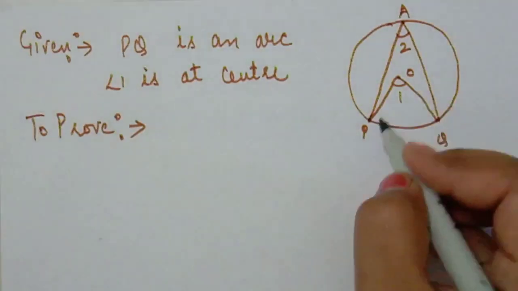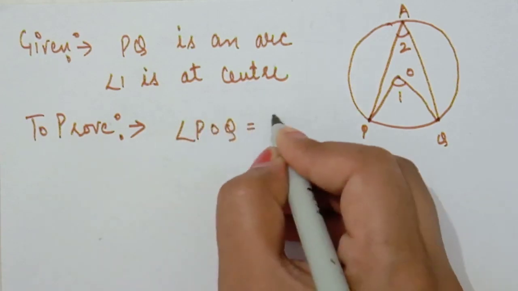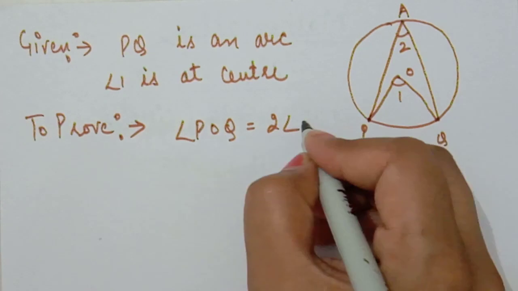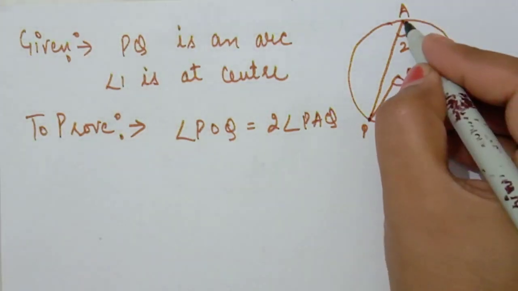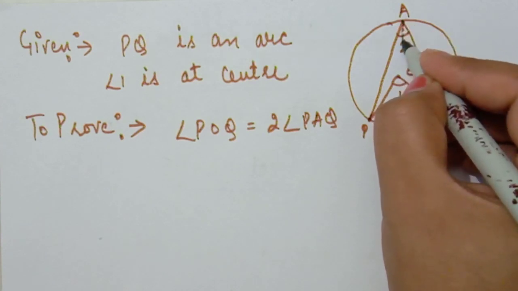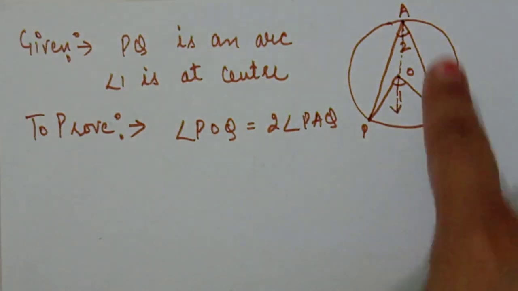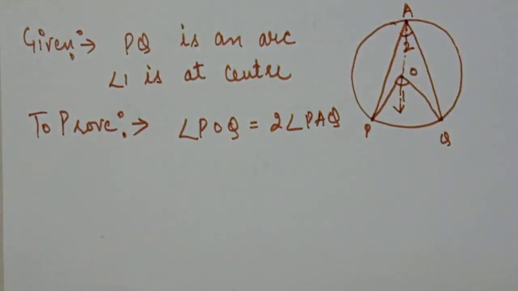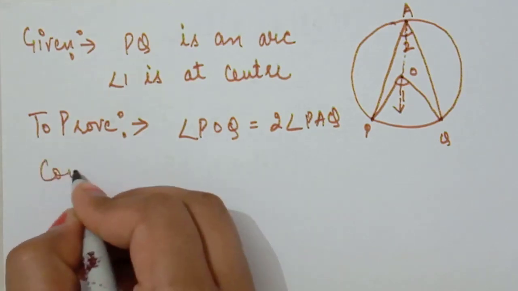We have to prove that angle POQ is double of the angle PAQ. Correct? We have to prove this. So we have to do a small construction for this. We have to draw a line which bisects the angle, which bisects both angles. If we do not take the bisector, then it is also okay.